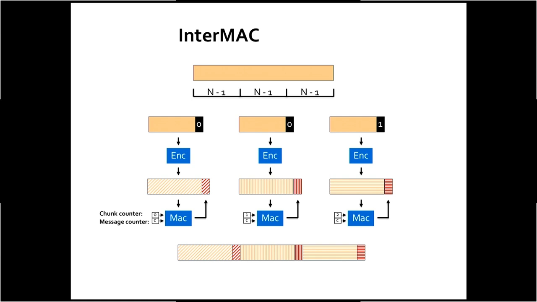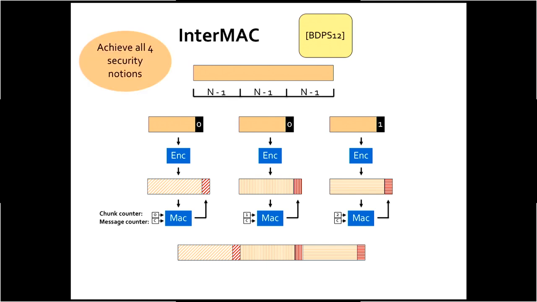Decryption is done chunk-wise and in an online manner. So when a receiver has received this first part, it goes ahead verifying the MAC, then decrypting, and then inspecting the last byte. If the last byte is a 1, we have recovered the original plaintext. This was presented by BDPS, and as I said, it achieves all four security notions simultaneously.